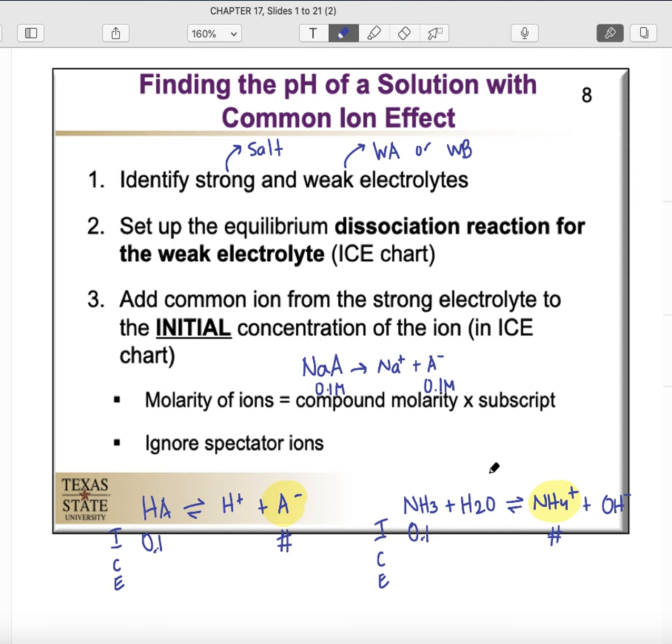On the other hand, let's say that my salt was something like an ammonium. Let me erase that. Let's write it a little bit better.